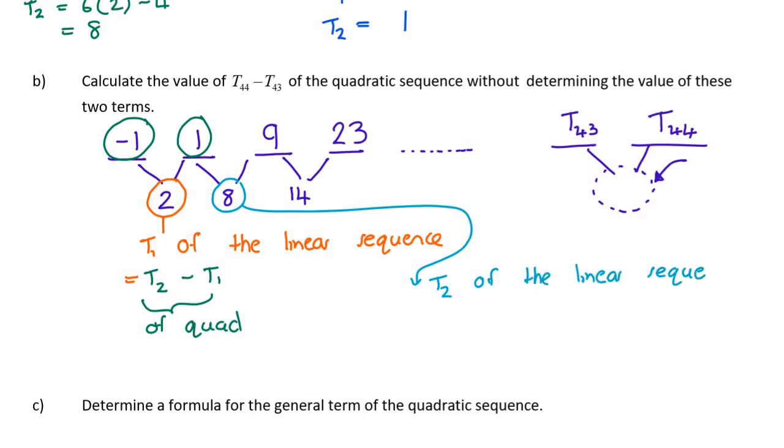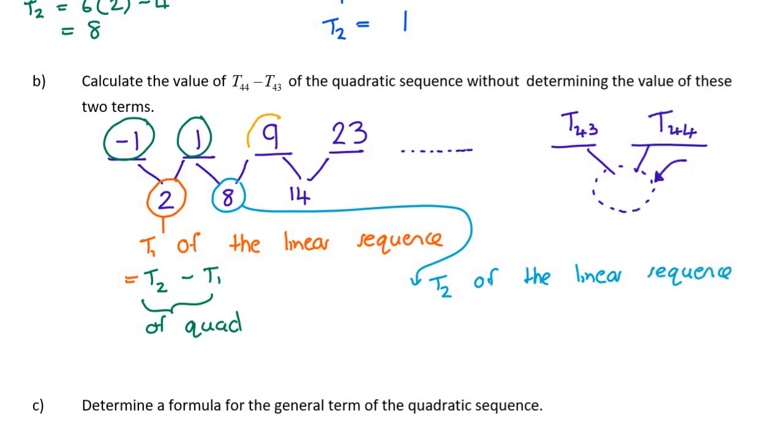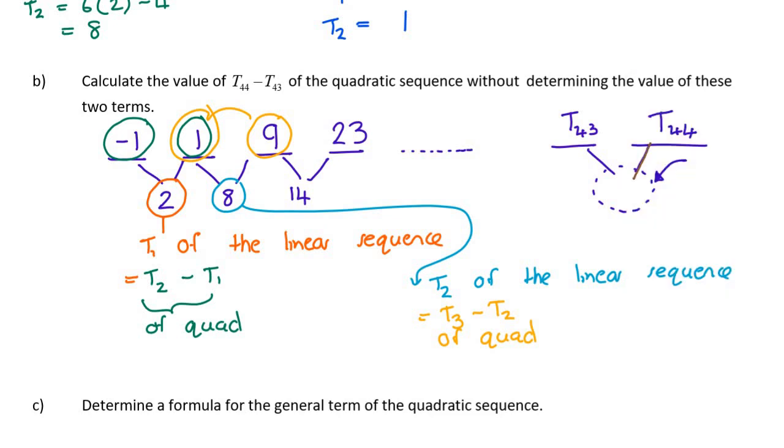And what does it equal to? It equals T3 take away T2 of the quadratic. So it equals T3 take away 2 of my quadratic. And I could keep on going. So basically what I'm trying to figure out is, what does this mean? What term is this of the linear sequence?